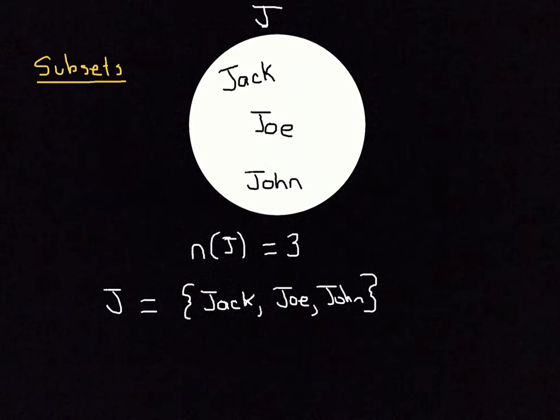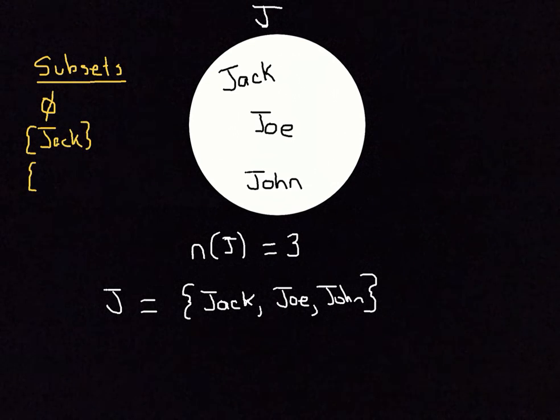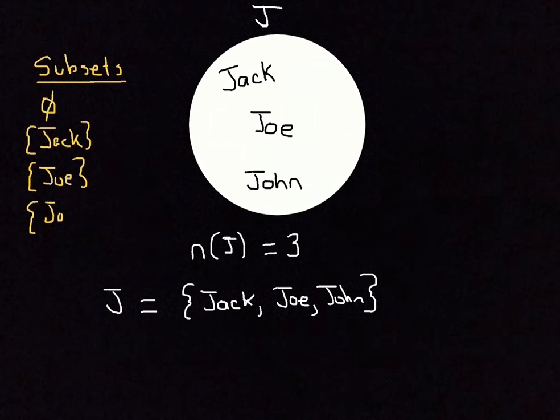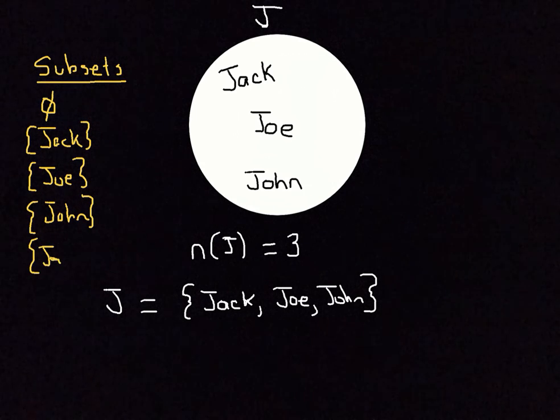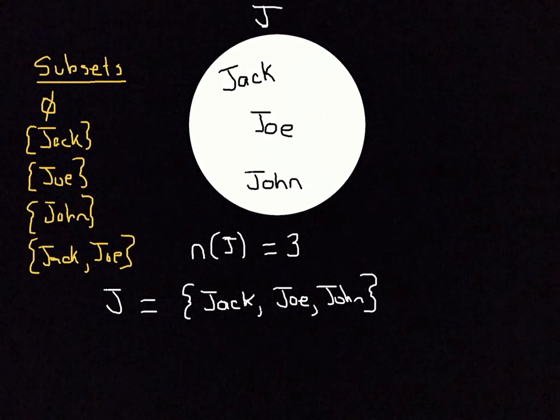Now let's go back and think of subsets. What are the subsets of set J? Well, first of all, the empty set is a subset. We could have the set just Jack. We could have the subset just Joe. We could have the subset just John. We could have the subset Jack, Joe. We could have the subset Joe, John. We could have the subset Jack, John. We could have the subset Jack, Joe, John.